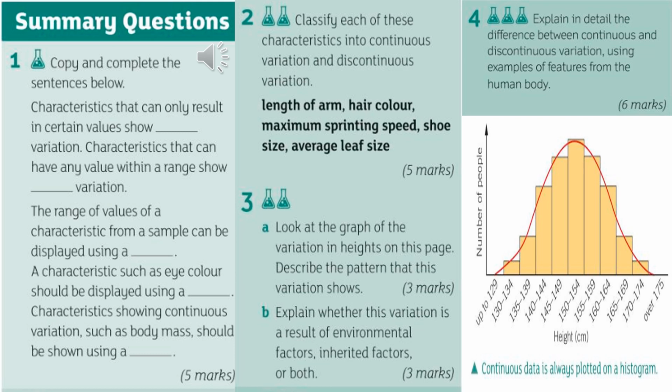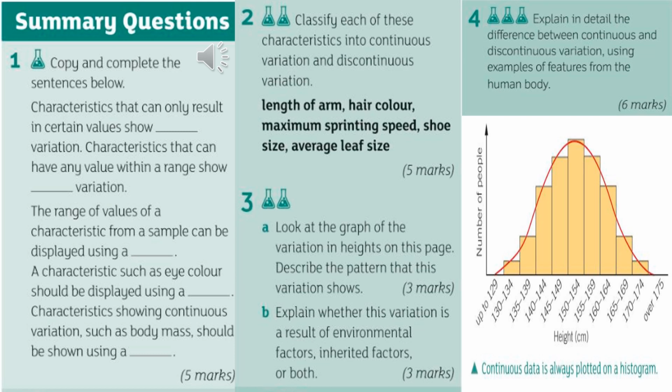Question 2. Classify each of the characteristics into continuous variation and discontinuous variation. So here are the categories you've got. Length of arm, hair colour, maximum sprinting speed, shoe size, average leaf size. Again, 5 marks. You can put it in a little table if you like.